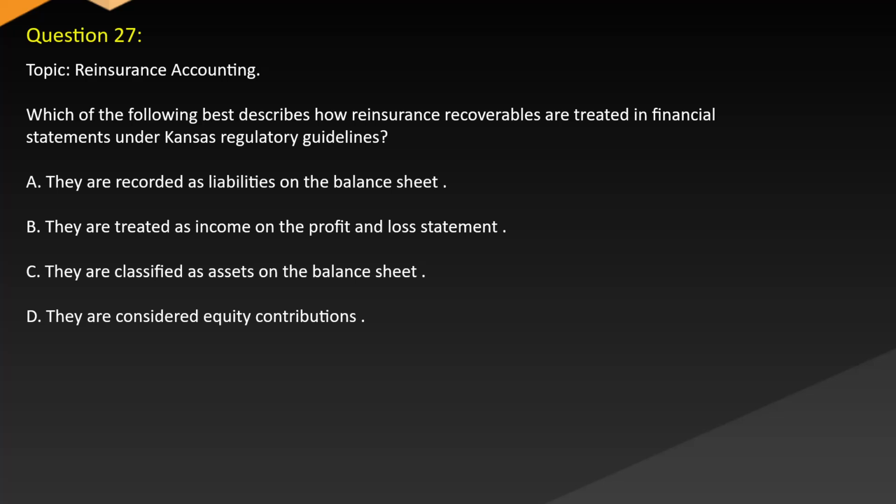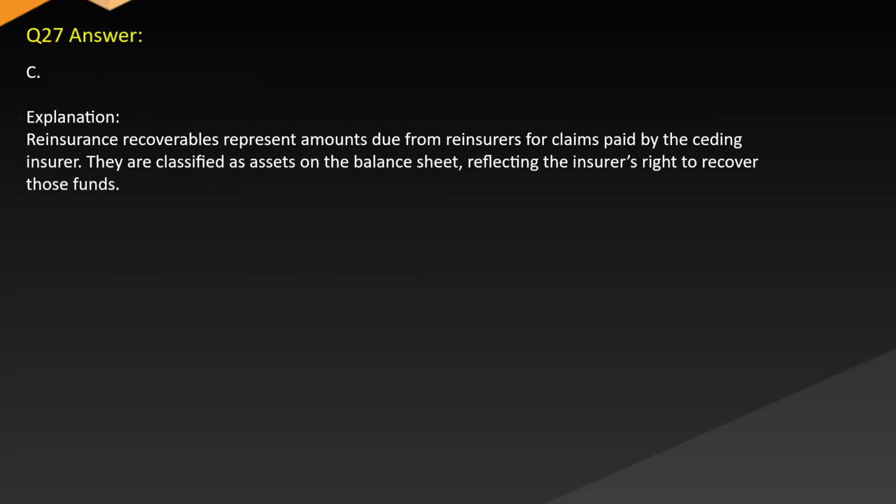A. They are recorded as liabilities on the balance sheet. B. They are treated as income on the profit and loss statement. C. They are classified as assets on the balance sheet. D. They are considered equity contributions. Answer C. Explanation. Reinsurance recoverables represent amounts due from reinsurers for claims paid by the ceding insurer. They are classified as assets on the balance sheet, reflecting the insurer's right to recover those funds.